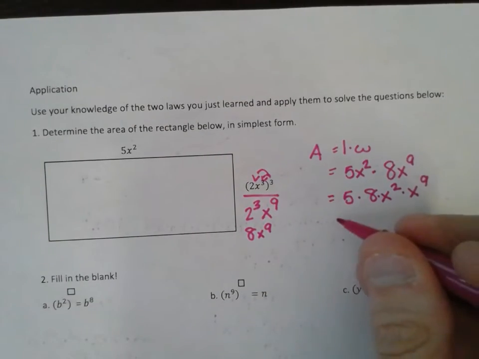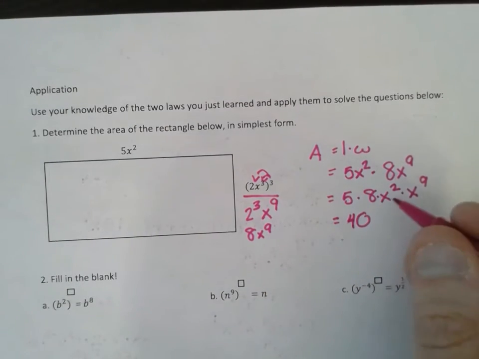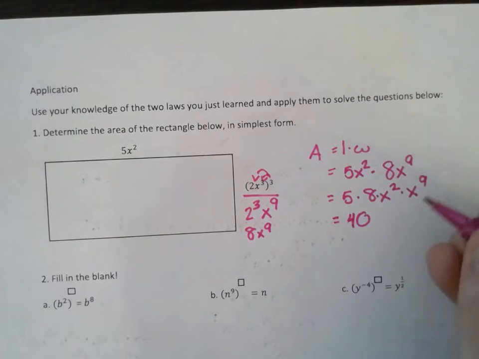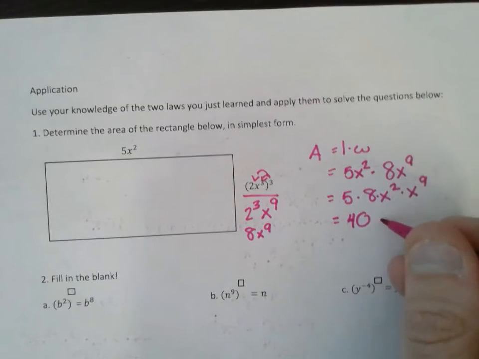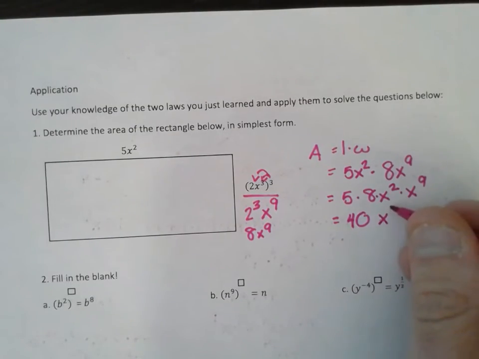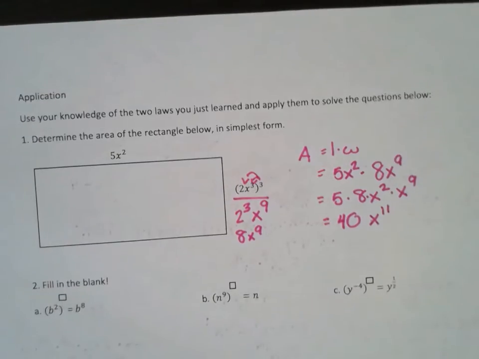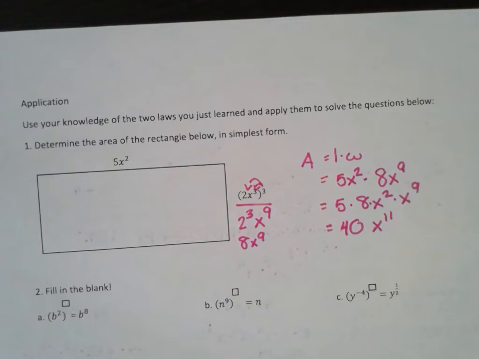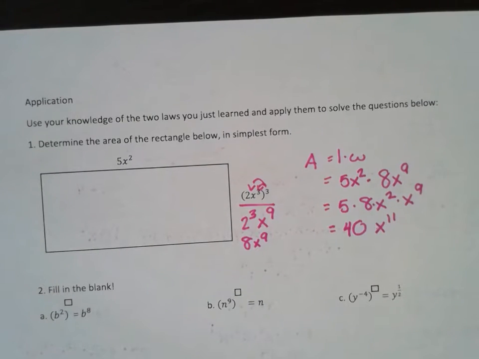5 times 8 is 40. X squared times x to the 9th. Remember, this is product of powers now. So when you multiply like bases, you have to add the exponents. 2 plus 9 is 11. 40x to the 11th. Again, we don't know what x is, so we can't actually figure out what the area is per se, but it's still 40x to the 11th.